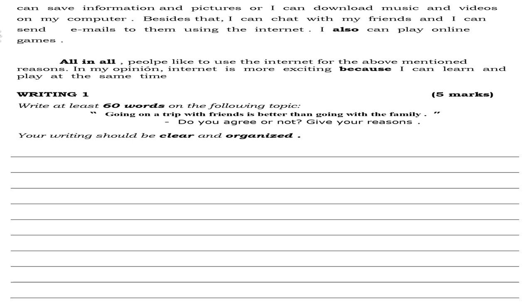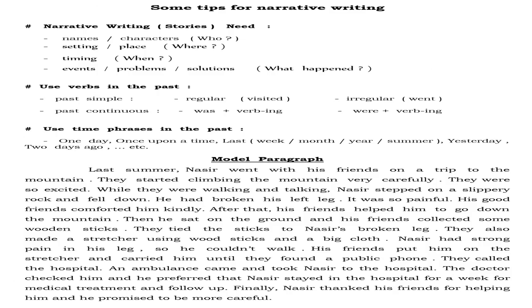After that, we are going to have an example of writing. Write about at least 60 words on the following topic. Going on a trip with friends is better than going with family. So you are going to write it like this, like the model paragraph I have just read for you.